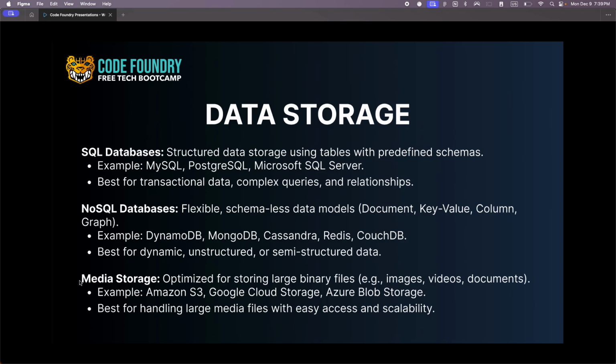And then we have media storage. Media storage is optimized for large binary files. So this is having to do with more images, videos, your documents, anything that's not text-based. It's more of a generalized media form. And so a lot of people store on Amazon S3 or Google Cloud Storage or Azure Blob Storage.